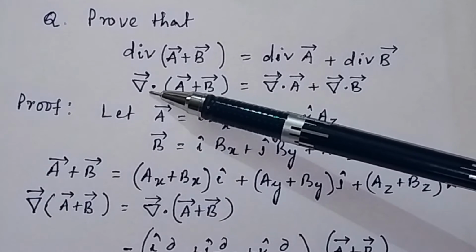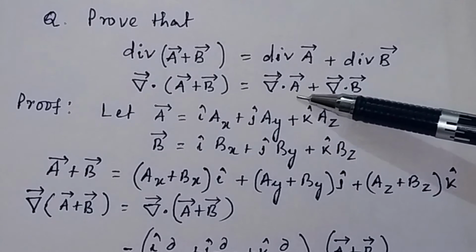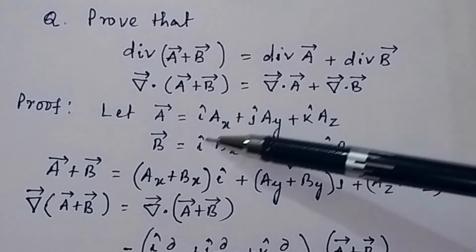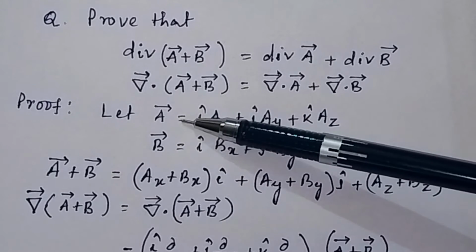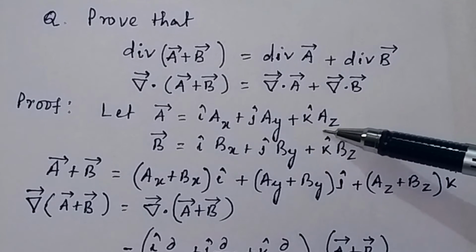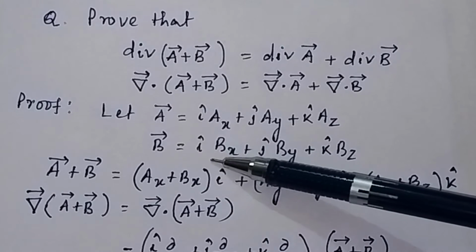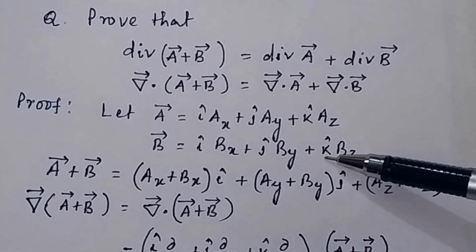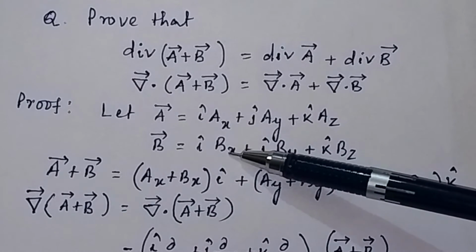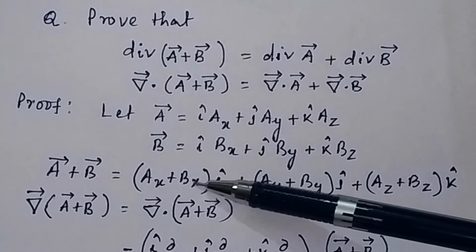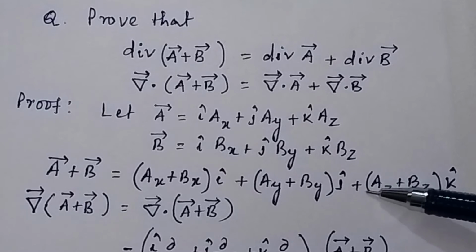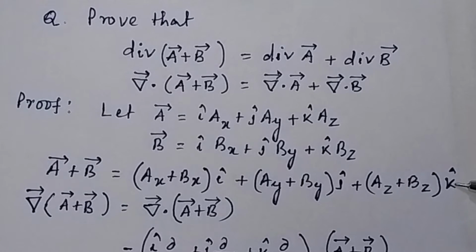We have to prove del dot (a plus b) is equal to del dot a plus del dot b. This is one property of divergence. Let the vector function a be equal to i cap ax plus j cap ay plus k cap az. The vector b is equal to i cap bx plus j cap by plus k cap bz. So vector a plus vector b, if you add the two vectors, will be equal to (ax plus bx) i cap plus (ay plus by) j cap plus (az plus bz) k cap.